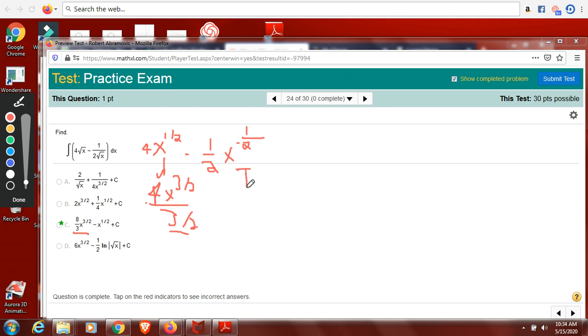The antiderivative of this term now is we have 1/2 times x to the 1/2 over 1/2. So we're subtracting. We can anti-differentiate term by term. The antiderivative of 4 square root of x is the same as 8/3 x to the 3/2. The antiderivative of 1 over 2 square root of x is the same as x to the 1/2. And then we just add this integration constant c.